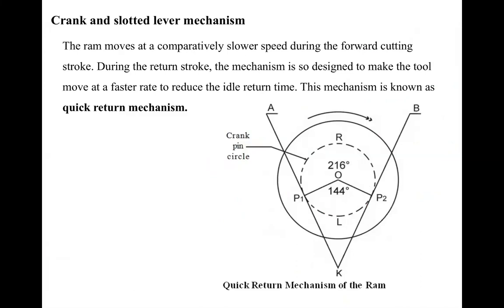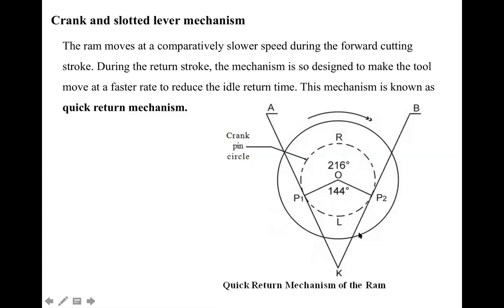In this crank and slotted lever, the ram moves at a slower speed during the forward cutting stroke, as per our requirement, and during the return stroke the mechanism is so designed to make the tool move at a faster rate to reduce the idle return. This mechanism is known as the quick return mechanism, and in the crank and slotted lever, it happens like this.